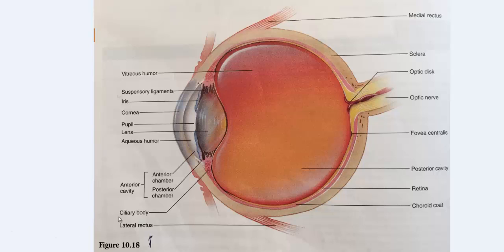Now lastly is the ciliary body, as I've already talked about the lateral rectus. Now the ciliary body is this pink structure right here on either side of the eye. The ciliary body is a structure associated with the choroid layer of the eye, because it's continuous with it, and it secretes aqueous humor and contains the ciliary muscle.